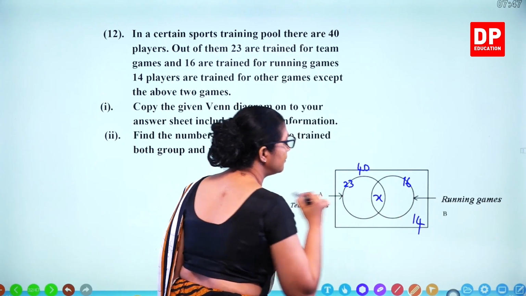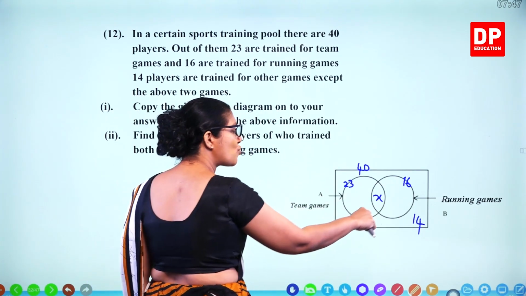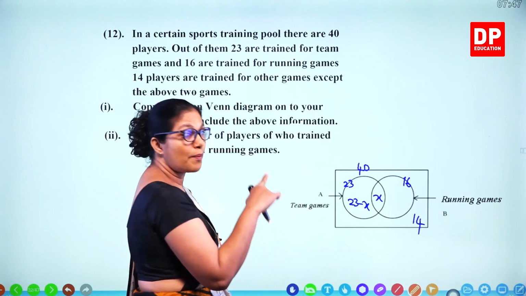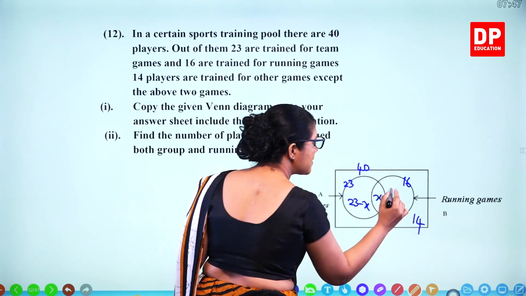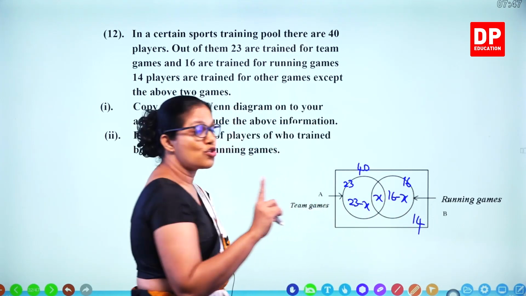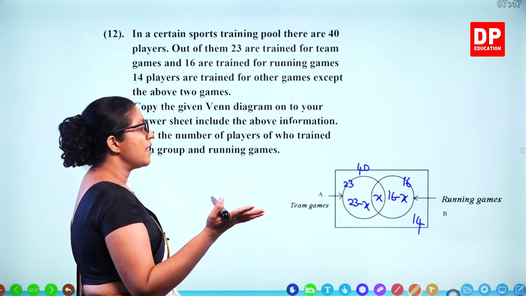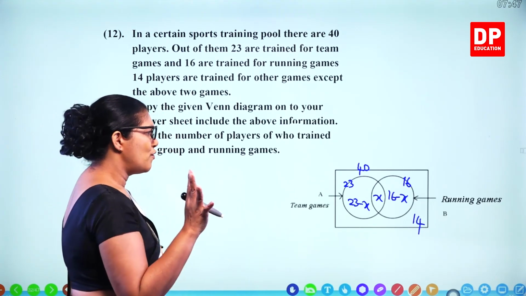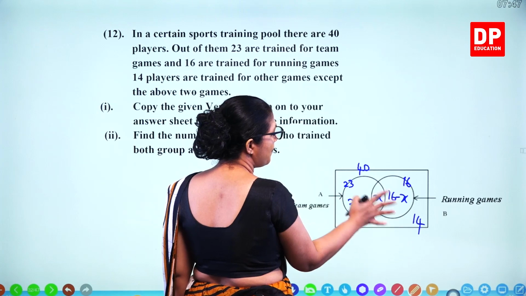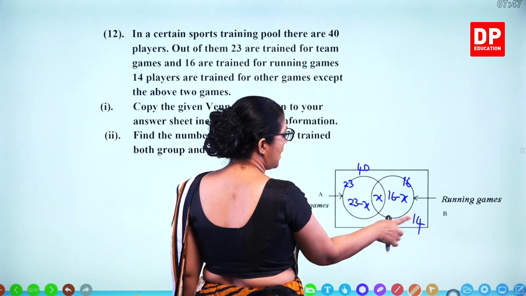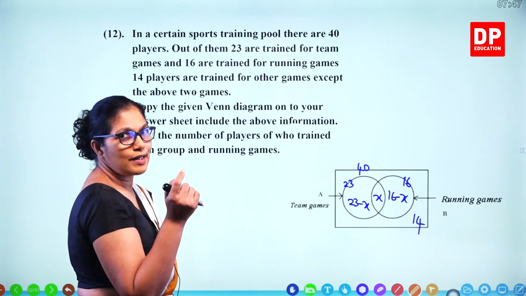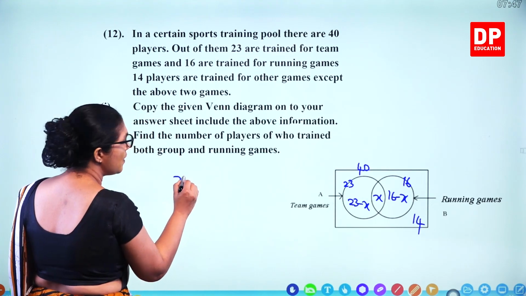We'll put X there. The total is 23. This is X. So what is this part? 23 minus X. You have to subtract. The whole circle is 16. This is X. 16 minus X. Now we know when you add all these regions, you get 40. So we can make an equation and solve for X. If you don't like that, you can just cover up the spaces: 40 minus 14 and 23 plus 16, subtract that value, and you get the X value. So we'll use this method today.